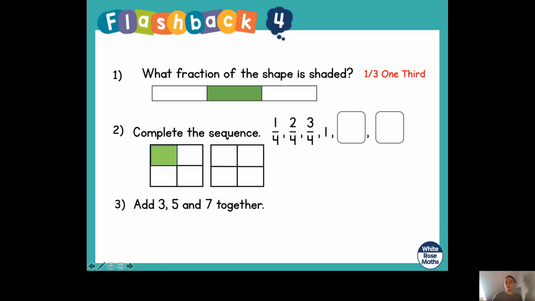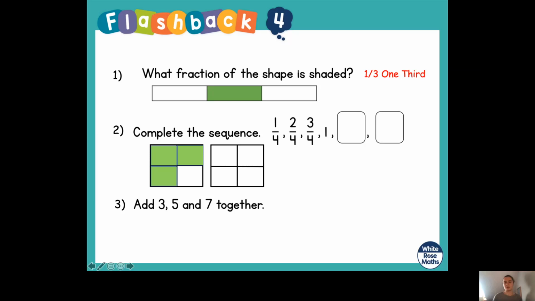So therefore, if I colour 2 in, that will be 2 quarters, which is the next fraction in our sequence. And again, if I colour in another one, what fraction will that be? Well, we have 4 parts with 3 of them shaded in. That will be the next fraction in the sequence, which is 3 quarters.